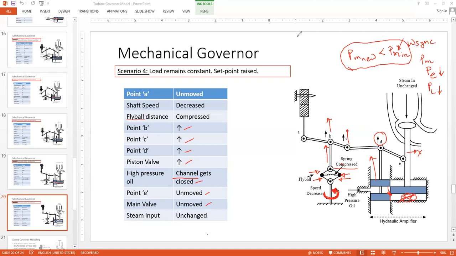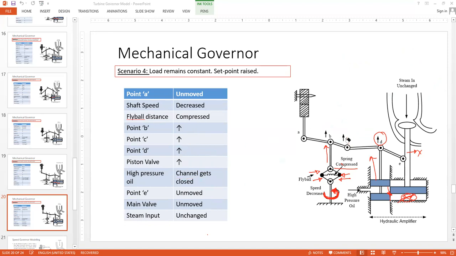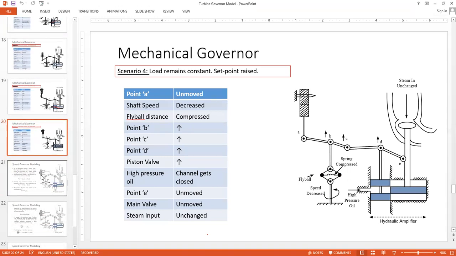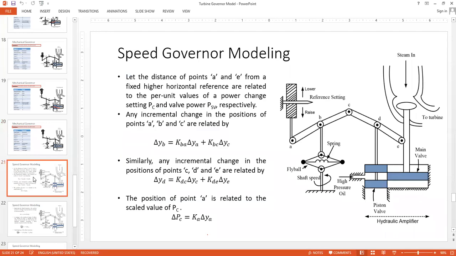Any question up to now? No question. Okay, so this is the physical mechanism. Now let's become a little bit more mathematical and try to get the required dynamics for this mechanism. So now let's look into the modeling part.